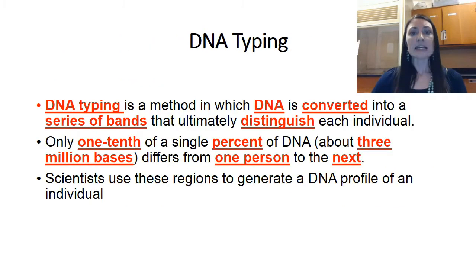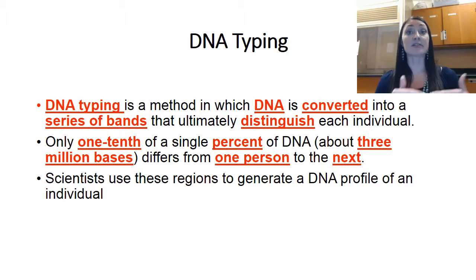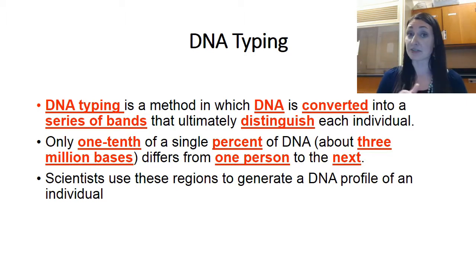DNA typing is a way to take that sample of DNA and convert it into a series of bands that can be compared suspect to crime scene to victim, to distinguish each individual, because each individual's DNA is going to leave a different pattern of bands. And we'll talk more in depth about this during the biotech part.